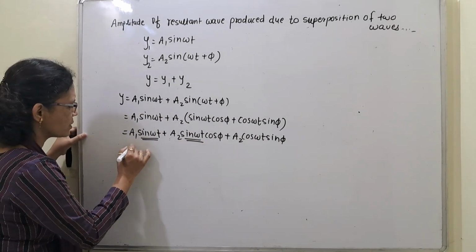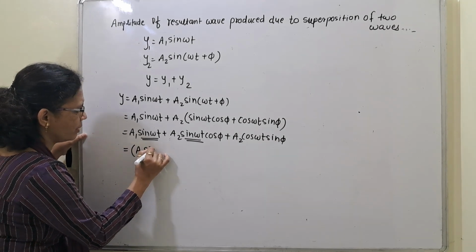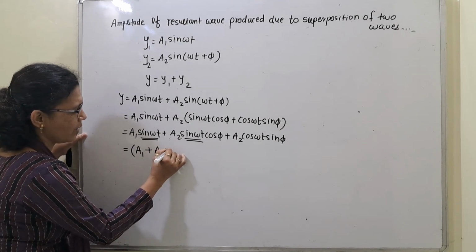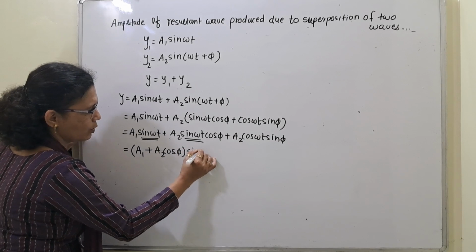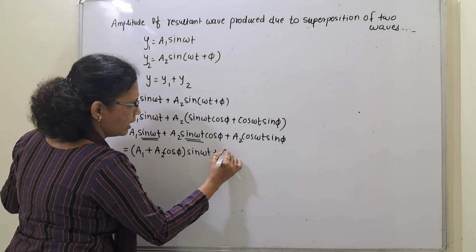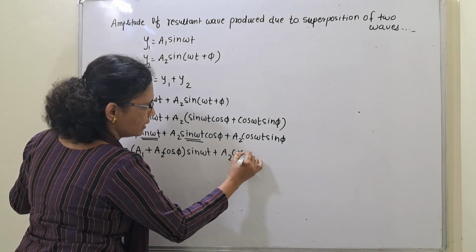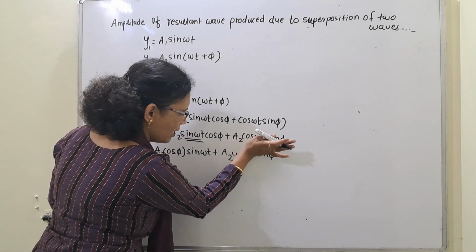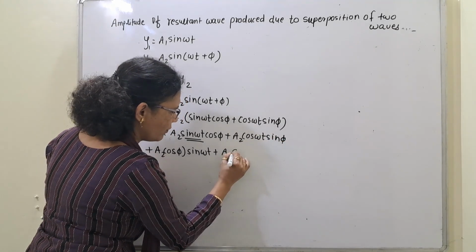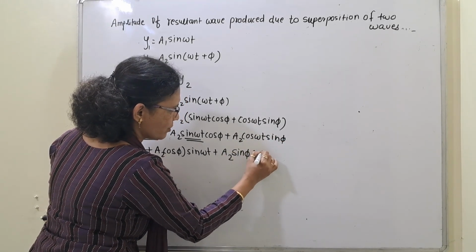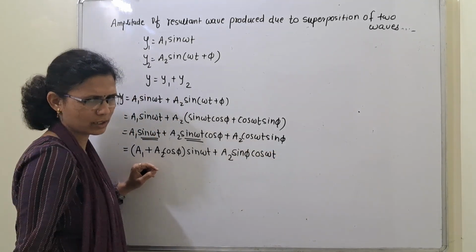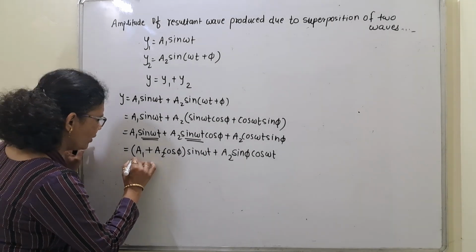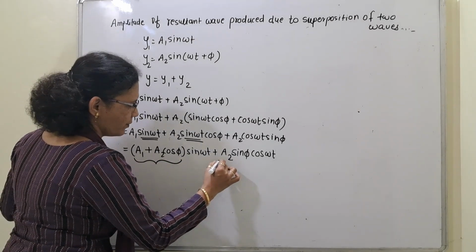Take it out. What will the expression remain? See, a1 plus a2 cos phi into sine omega t plus a2 cos omega t sine phi. I will write this term as this. I will write this sine phi first and then cos omega t. Okay, there will be no change. There is a multiplication sign: a2 sine phi cos omega t. Okay, now we have to make the substitution here.